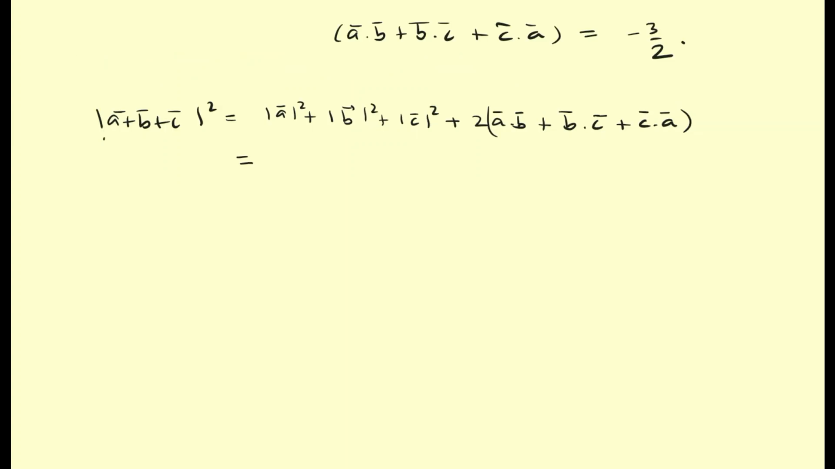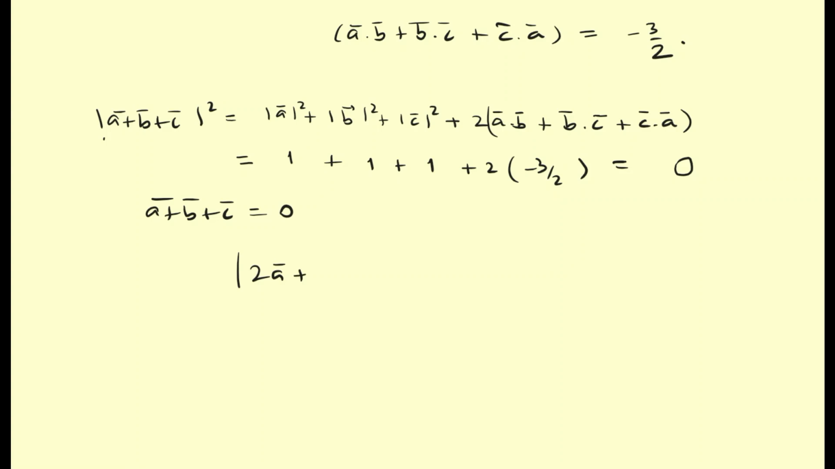Now we know that mod of (a plus b plus c) whole squared is given by mod a squared plus mod b squared plus mod c squared plus 2 times (a dot b plus b dot c plus c dot a). Putting the values here, we get 1 plus 1 plus 1 plus 2 times minus 3 by 2. So this comes out as 0. Now mod of a plus b plus c is 0 means a plus b plus c has to be equal to 0.